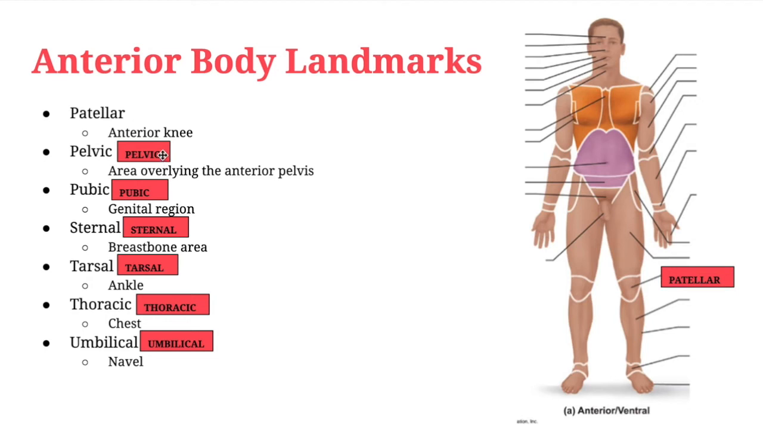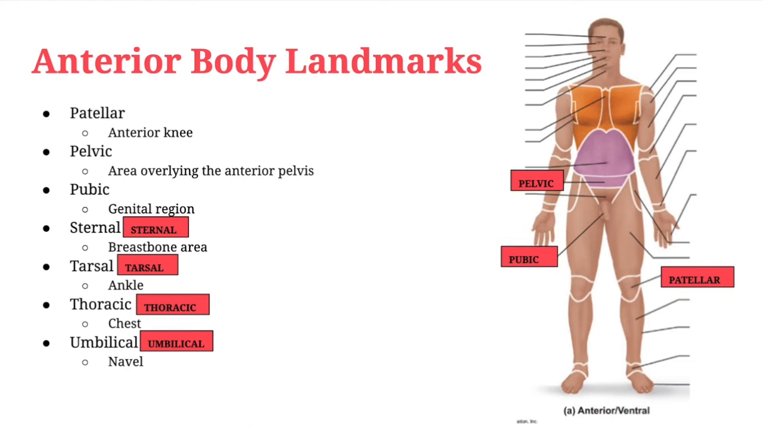Pelvic is the front of the anterior pelvis. So right here is pelvic, this kind of purple highlighted region right here. Make sure you're not using this line there because that was inguinal that we didn't use on this slide. We used it on an earlier slide. Next we have pubic, which is the genital region. So that would be right here.